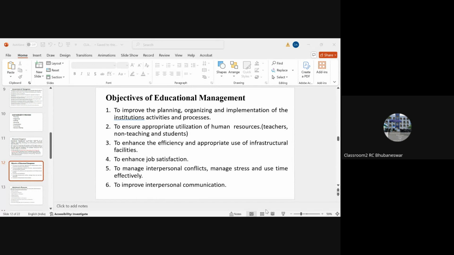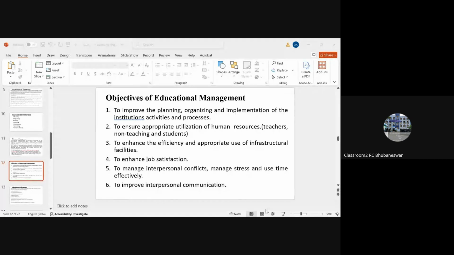The very important objective is to ensure appropriate utilization of human resources. Who are the human resources? Teacher is a human resource. Student is also a human resource. Parents are also human resources. Non-teaching staff of the school and college are human resources. All other persons who are involved in the teaching learning process are also human resources.